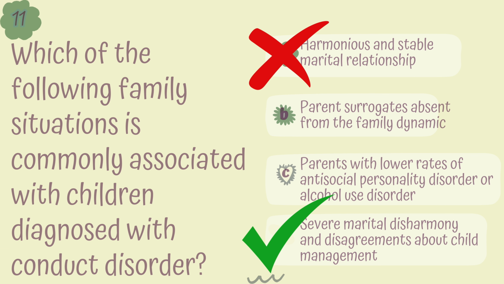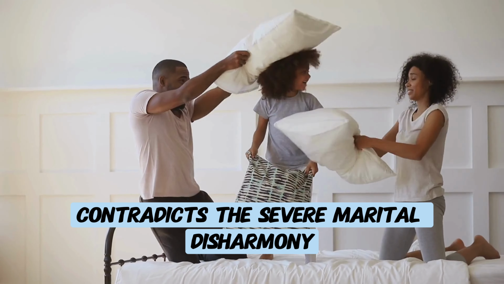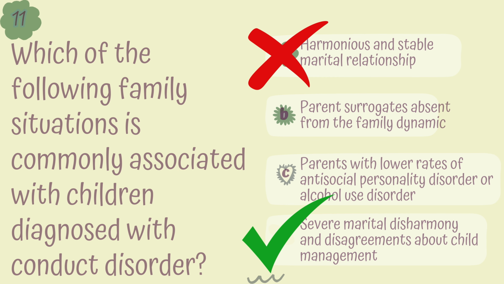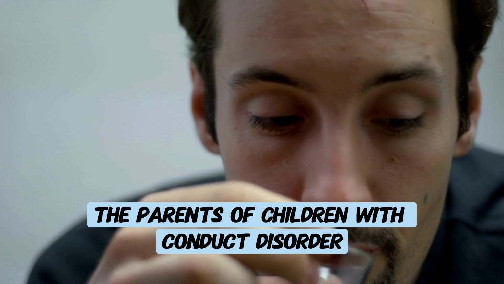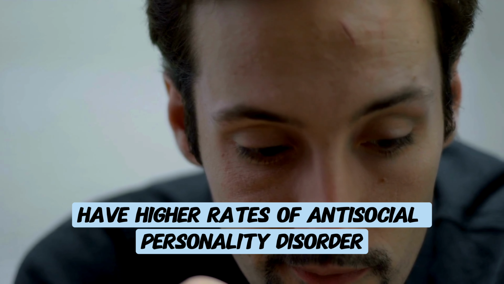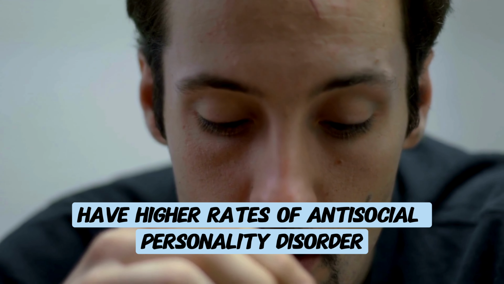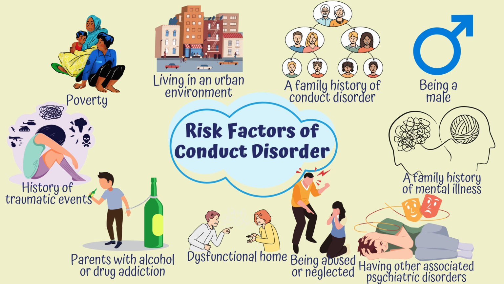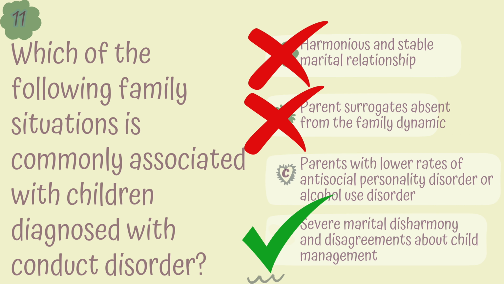Option A, harmonious and stable marital relationship, contradicts the severe marital disharmony that's typical. And option C, parents with lower rates of antisocial personality disorder or alcohol use disorder, is incorrect because the parents of children with conduct disorder, especially the father, have higher rates of antisocial personality disorder or alcohol use disorder. So understanding the familial context is crucial in comprehending the development and manifestation of conduct disorder, making option D the most appropriate choice in this scenario.